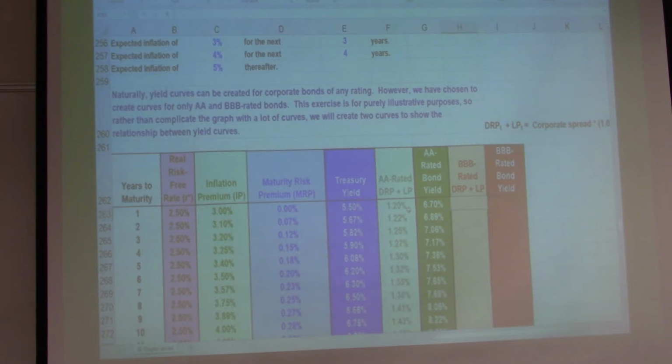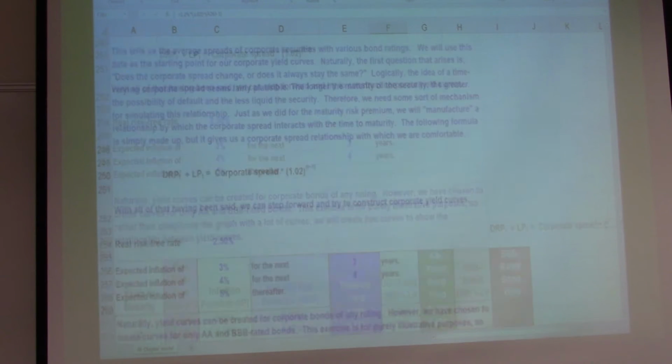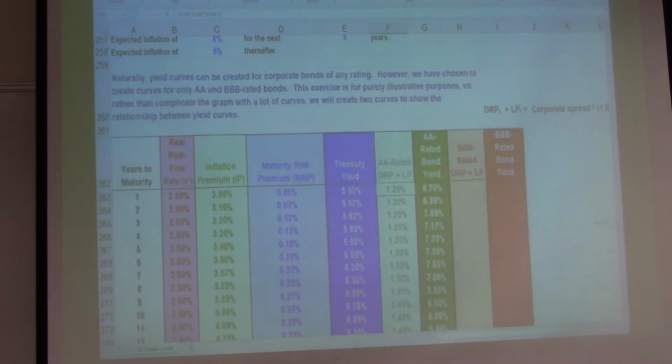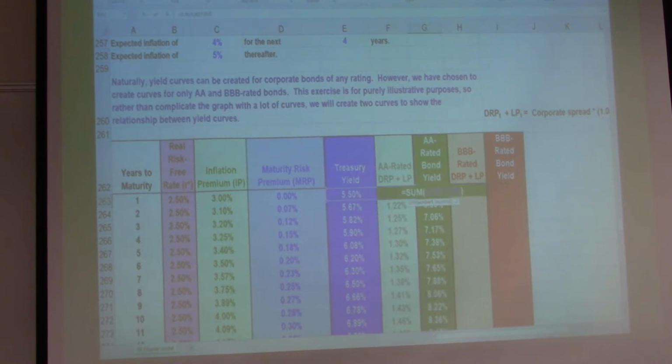How did you get the AA rated bond yield? You just show how you got it. Can you show it? The AA rated bond yield is adding the treasury yield and AA. This plus this one, because the treasury yield is the basic one. You add the additional default and liquidity, and that will be your yield.